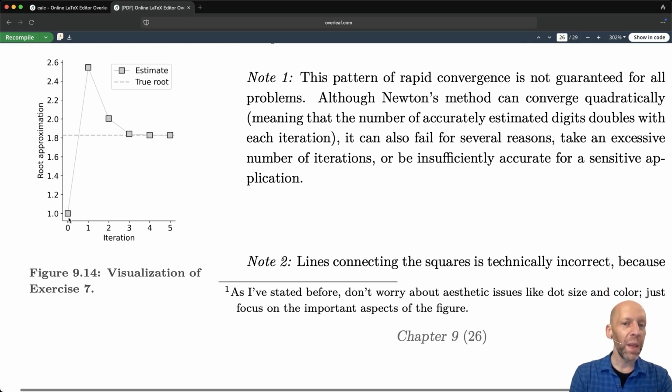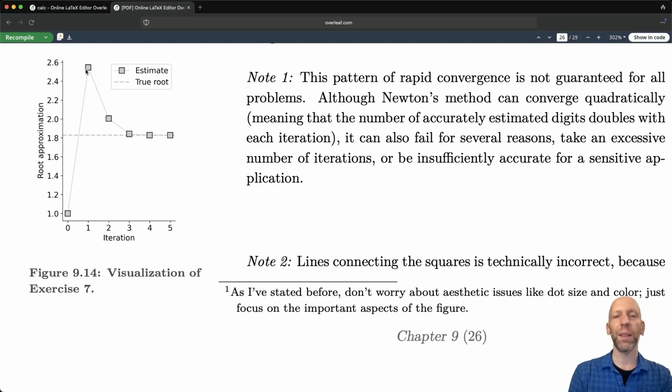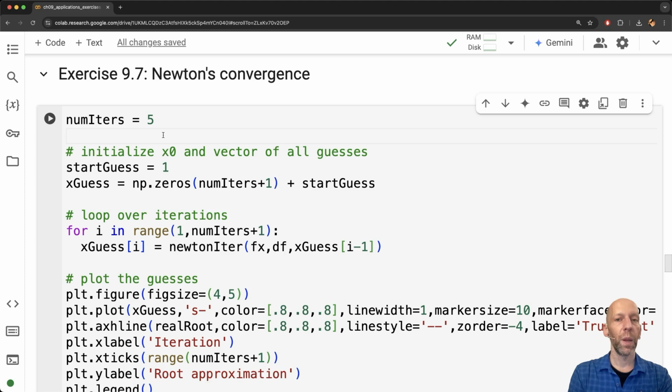So here we see the iteration number. Iteration 0 is the starting estimate. This is the approximation, so the numerical value of the approximated root on the y-axis. And here I have the true value of the root calculated from SymPy in the dashed line. And then here's the estimate. So you can see that the estimate gets closer and closer with each iteration, except the first time we overestimated. And then, yeah, the algorithm quickly converged. So here I'm running through 5 iterations.